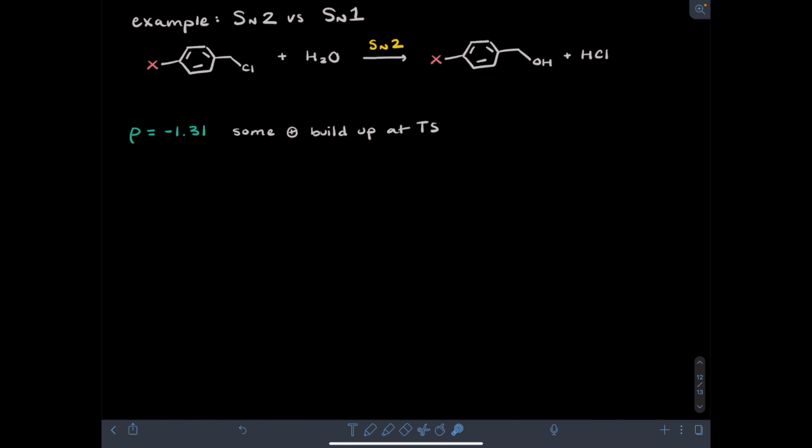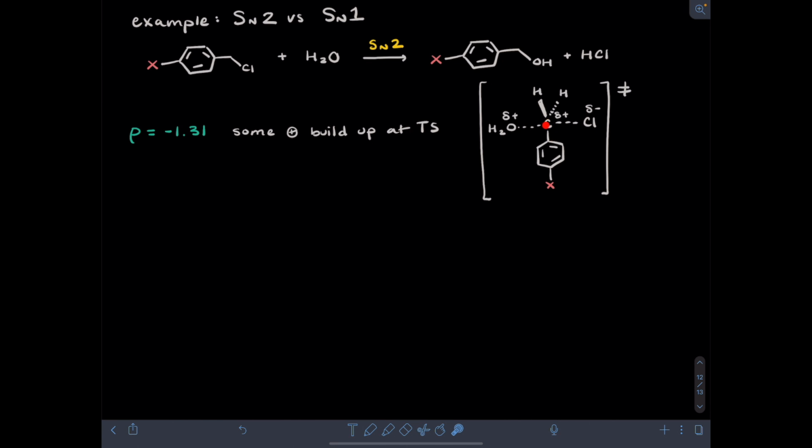The experimentally determined ρ value is negative 1.31. The fact that it's negative indicates that there's positive charge building up at the transition state. And the fact that it's a fairly small negative number indicates that there's not a ton of positive charge building up. You could see why this is the case by drawing out the SN2 transition state.